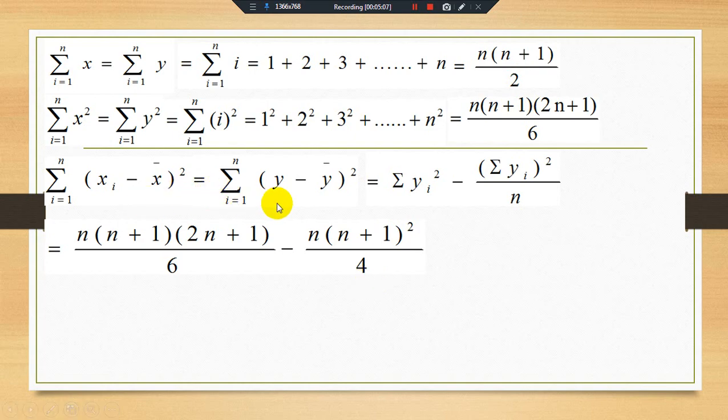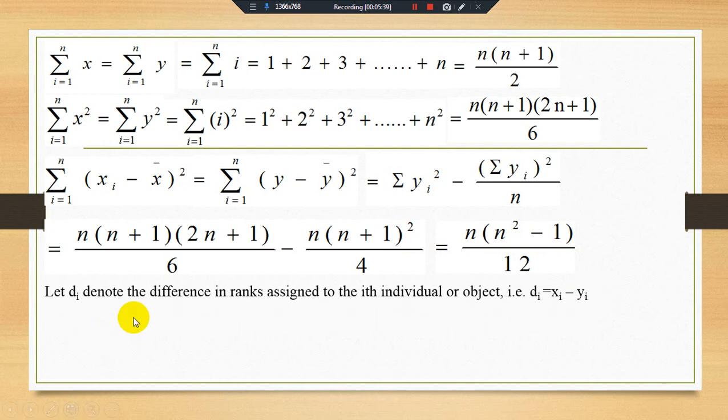So this means that if you are taking either summation x minus x bar square or summation y minus y bar square, it is equal to n into n plus 1 into 2n plus 1 divided by 6 minus n into n plus 1 square divided by 4. So taking the LCM of this and solving, we get n into n square minus 1 divided by 12. So let us denote the difference in rank assigned to the ith individual or object by d.